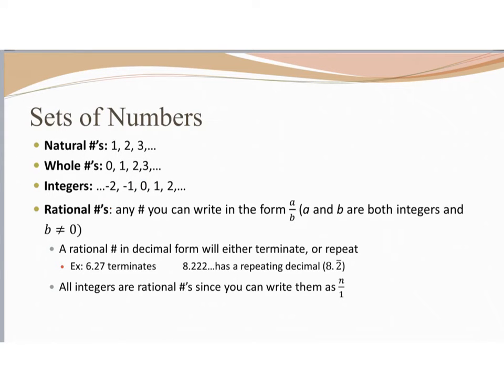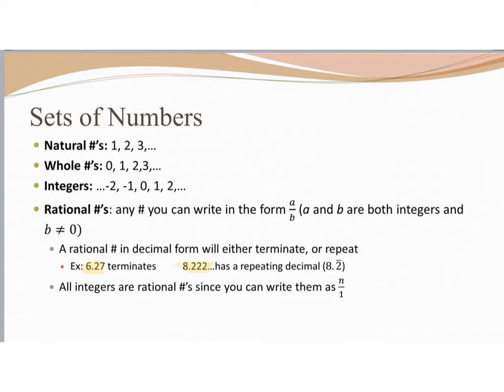And then we have rational numbers. This is any number that you can write in the form of a over b, or in other words, you can write it as a fraction. Now don't let that fool you though. Sometimes rational numbers can be written as a decimal too. However, what you're going to notice is that the decimal itself will either terminate like it does here, and by terminate we mean that it has an end or it stops, so 6.27 and that's it, or you're going to see that you have a repeating decimal.